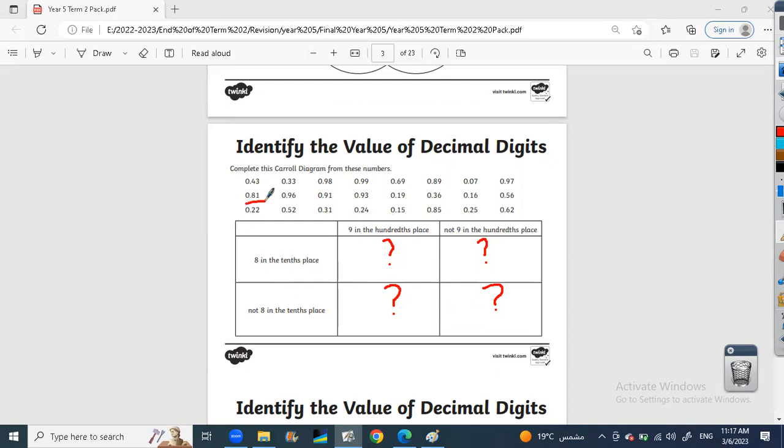No, not this one. I'm not going to write this down here. I'm not going to write this here. No, I will not. Why? Because, yeah, Mr., it has 8 in the 10ths. Yes.